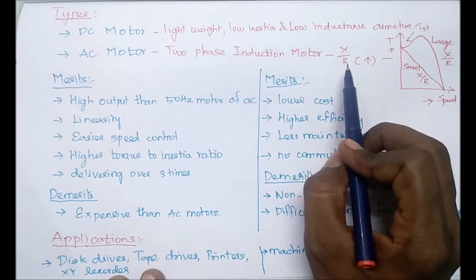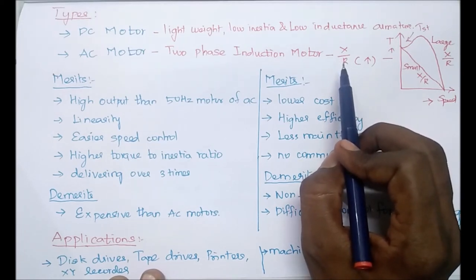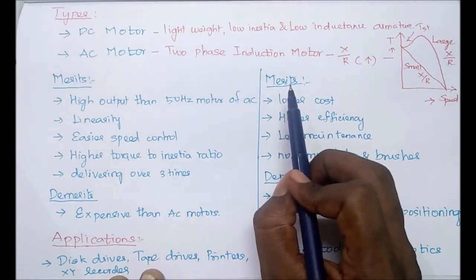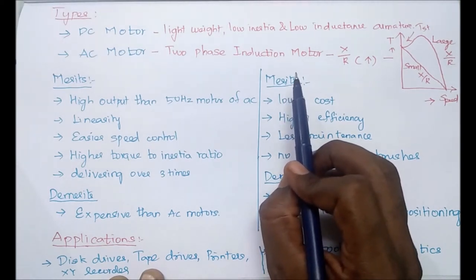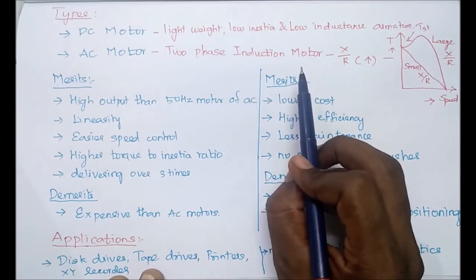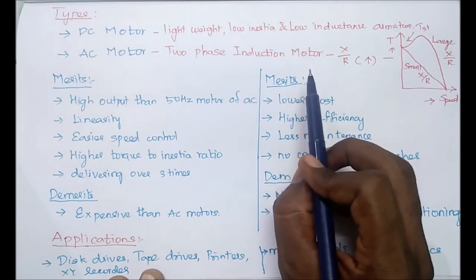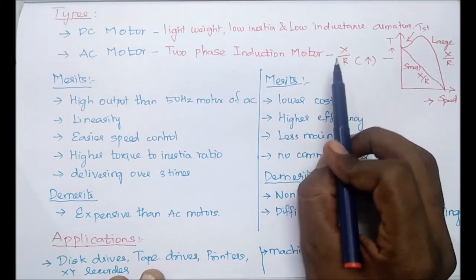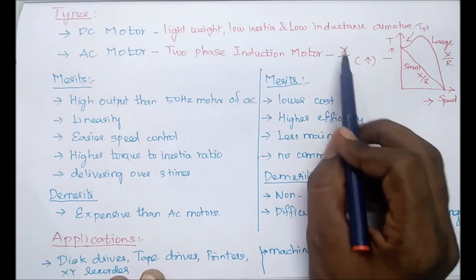Because we know basically an induction motor has non-linear characteristics, but one of the main features of a servo motor is that it should have linear characteristics. Therefore, to convert non-linear characteristics into linear characteristics, we have to use high resistance instead of inductance.